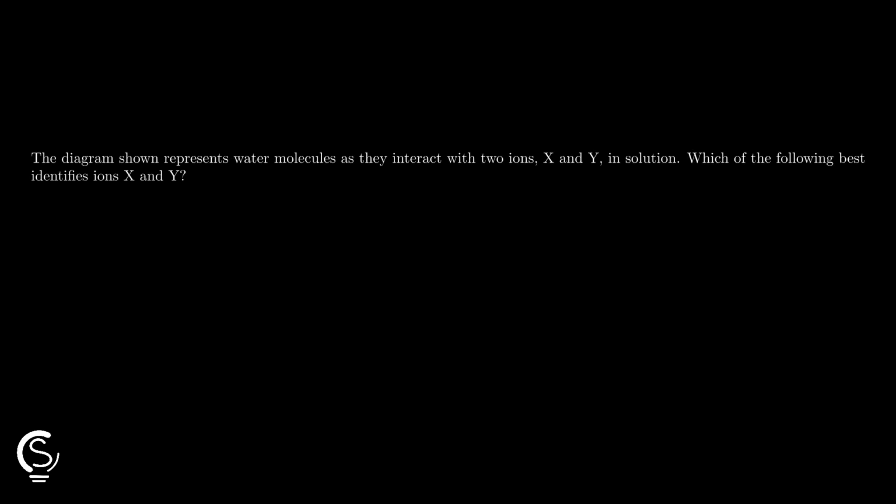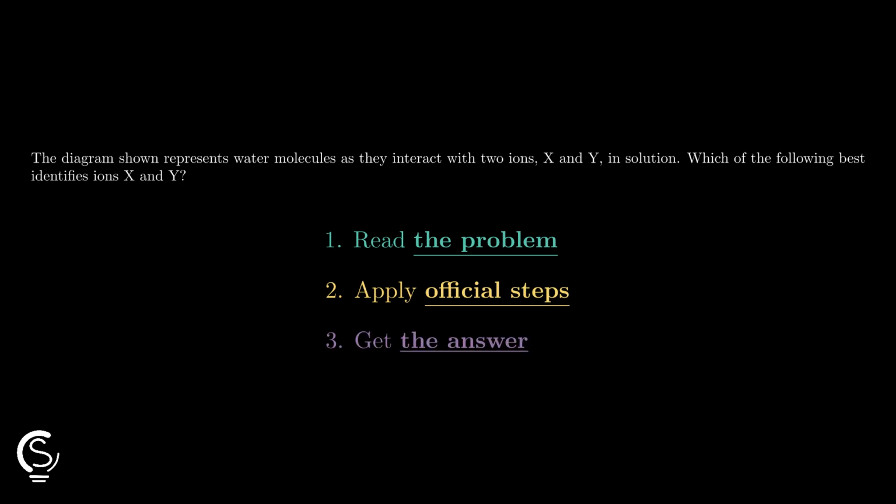Water molecules are polar. We must identify ions X and Y based on their orientation in this solution. Let's solve this chemistry puzzle.